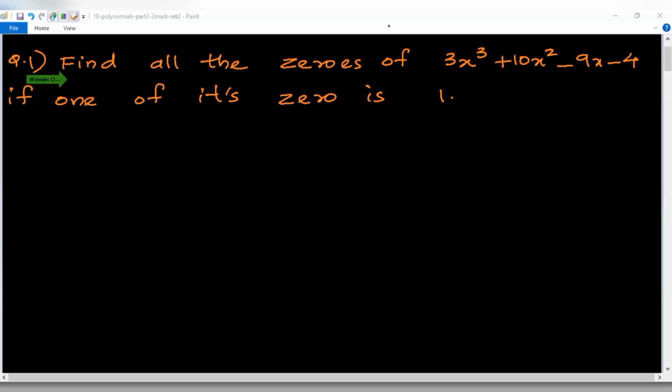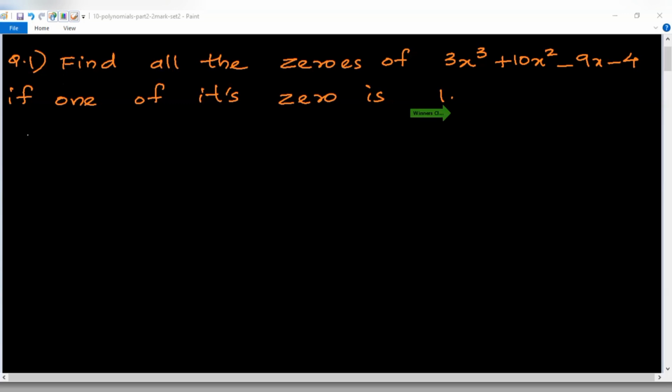This is our first question. Find all the zeros of 3x cubed plus 10x square minus 9x minus 4 if one of its zeros is 1. So it is given that this is the polynomial and one of the zeros is 1.